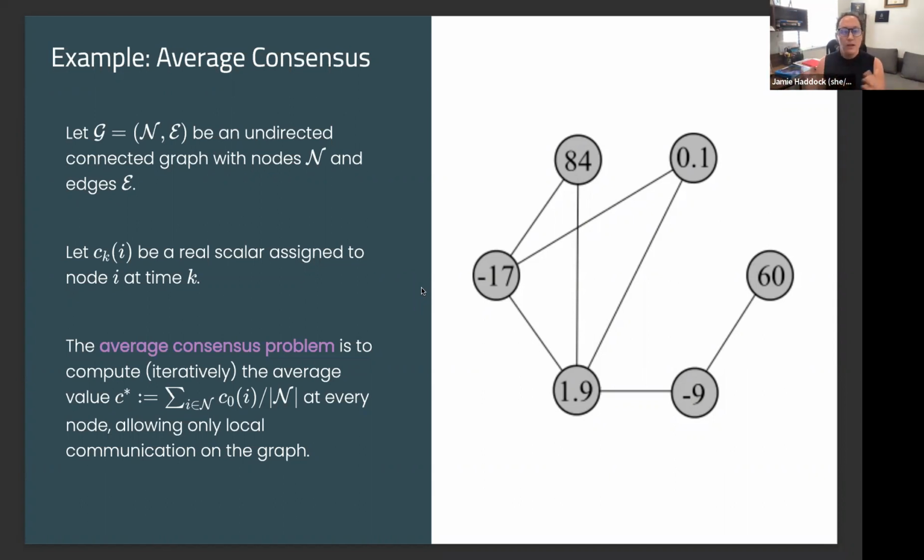Okay, so again, this problem we see a lot in distributed computing. In typical distributed computing applications, you wouldn't want communication that's really costly and global in some sense. You want local communication.